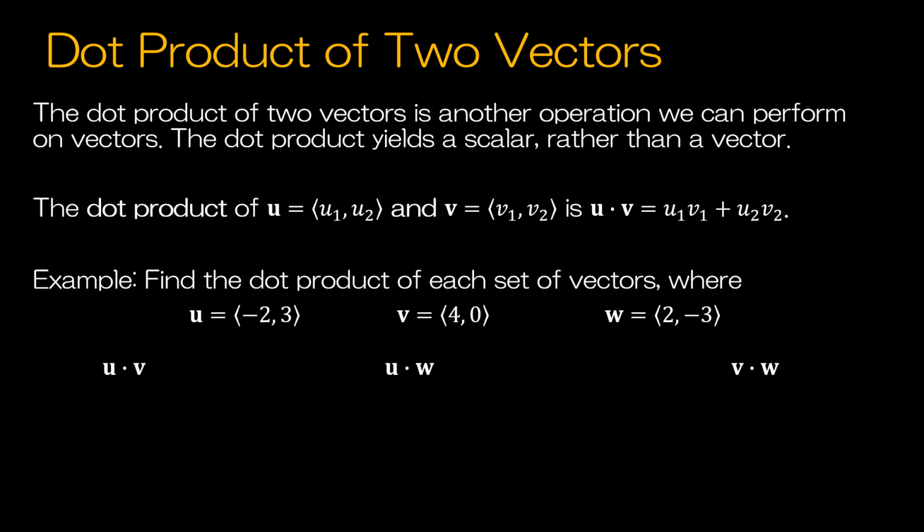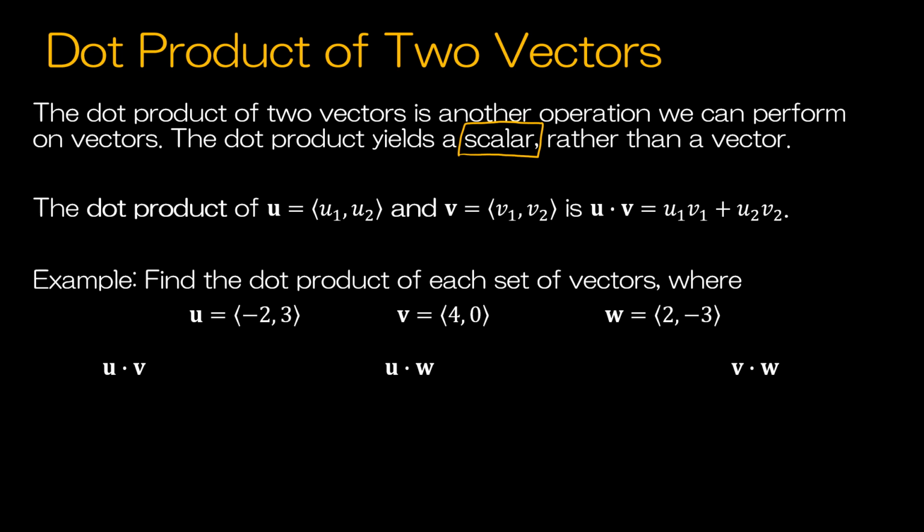We're going to start by finding the dot product of two vectors, and the dot product is just another operation that we can perform on vectors, much like we did with addition or scalar multiplication. The difference here is when we perform the dot product, our result is a scalar rather than a vector. So it's going to be an actual value that we sometimes will multiply by other vectors.